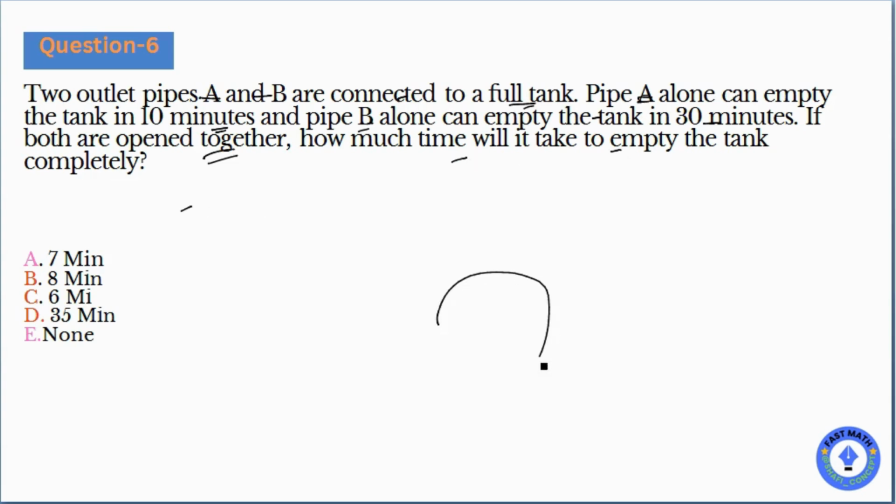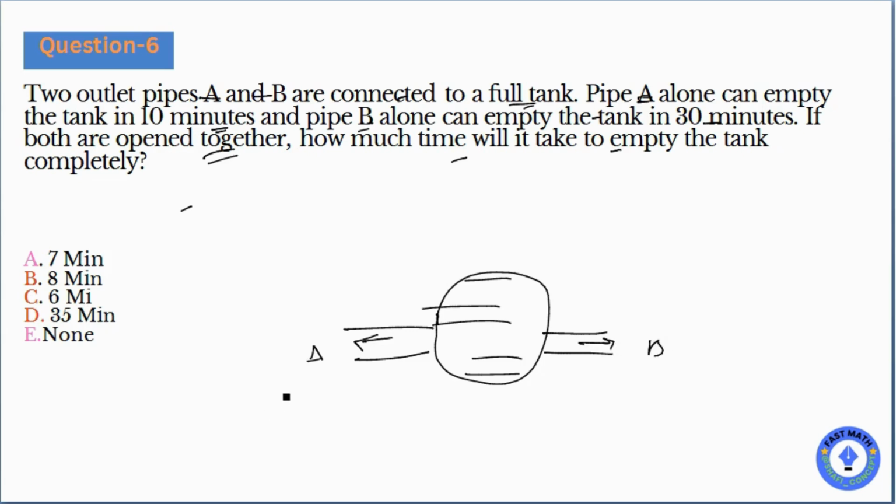That means, as per the question, a tank is here like that. There are 2 taps A and B. Initially the tank is filled with water. If tap A is open, it will drain the water in 10 minutes. If A is closed totally, in a full condition, if B is open, it will vacate the tank in 30 minutes. If both the pipes are simultaneously open, what will be the time to take the entire tank to be vacated?